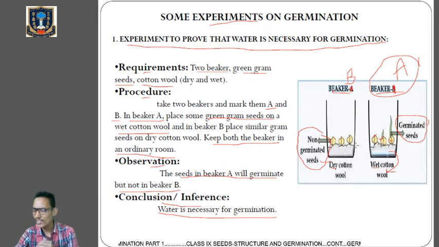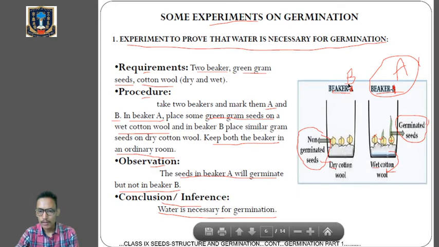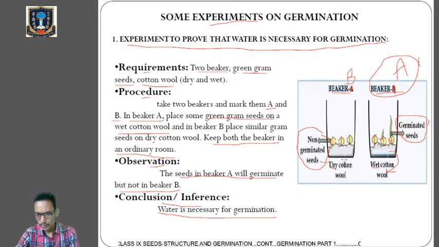Clear? So it is a very easy experiment. So what were the requirements? Two beakers, gram seeds, cotton wool, dry and wet. Procedure: we are taking two beakers, labeling them as beaker A and beaker B. In beaker A we have put gram seeds along with wet cotton wool, and in beaker B we have put the gram seeds in dry cotton wool. Then we have kept both beakers in an ordinary room. After a few days we will observe that the seeds in beaker A will germinate, but the seeds in beaker B will not germinate.